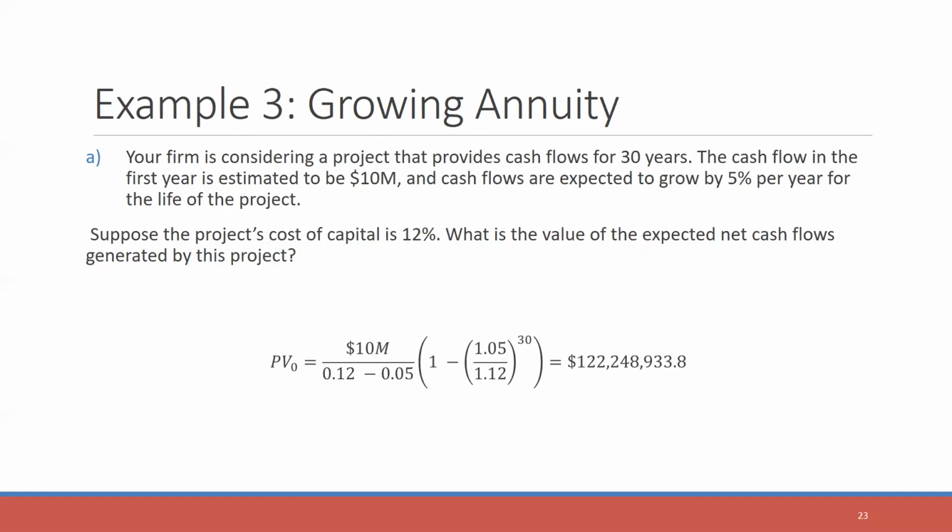So what do we have? We've got our 10M, that's our C. We got our R, that's 0.12, and we've got our G, that's 0.05. So we have our first part set up, and then we have that whole entire equation multiplied by 1 minus (1.05 divided by 1.12), again, 5% is our growth rate, 12% is our discount rate, and that entire fraction taken to the power of 30, and then we multiply that out.